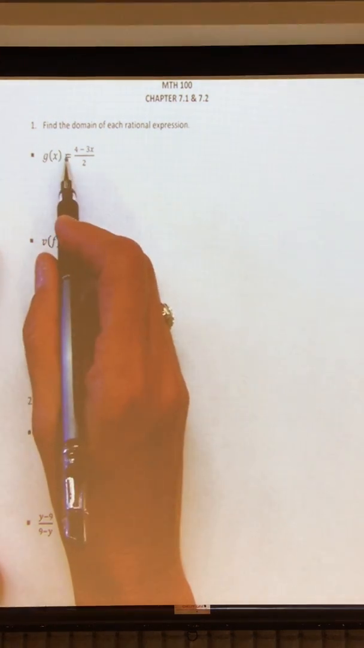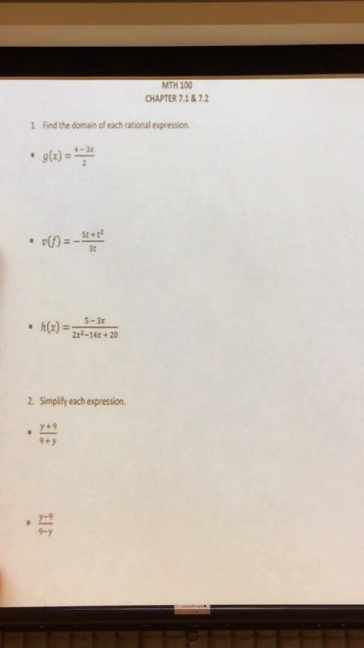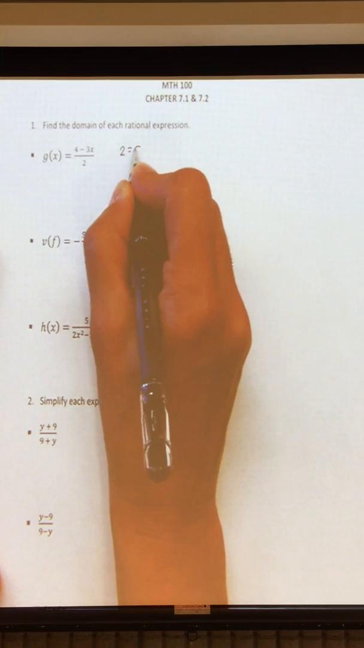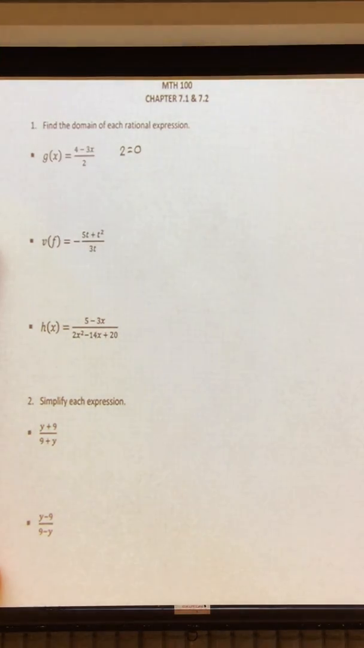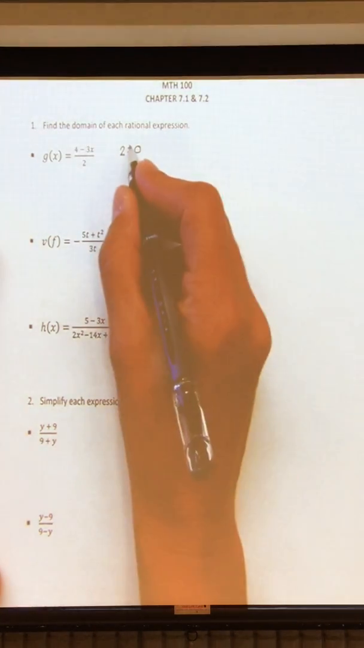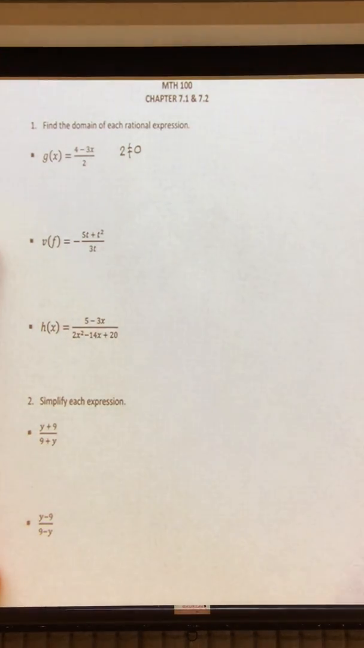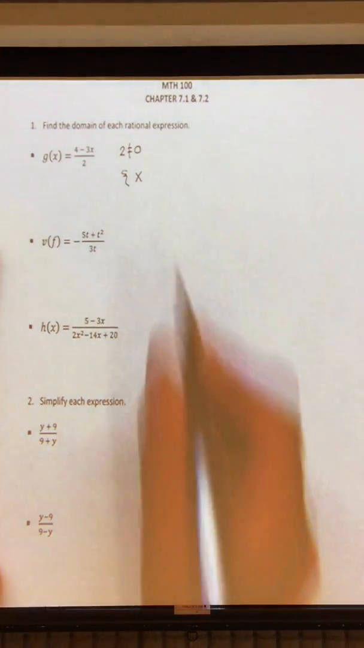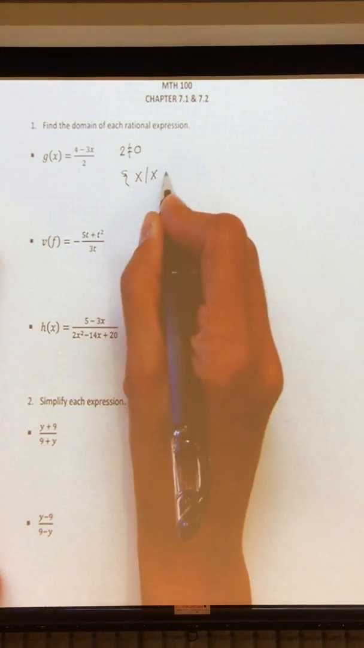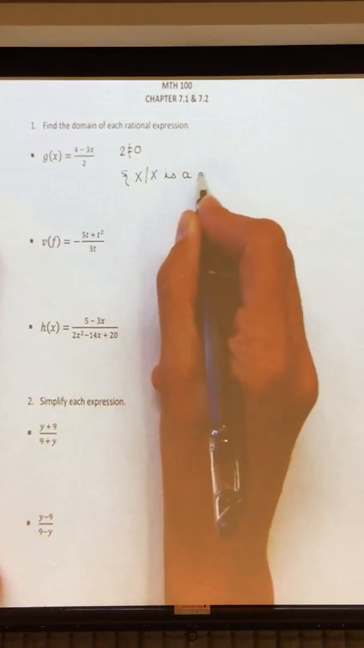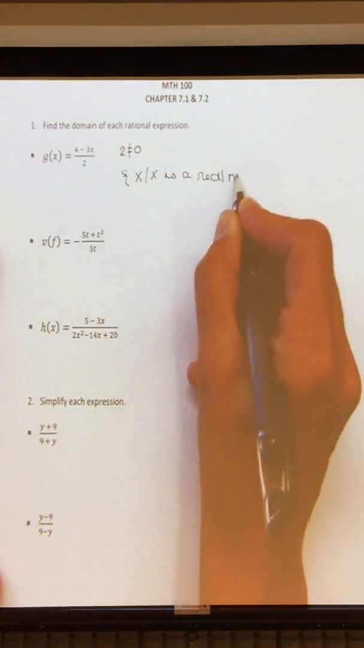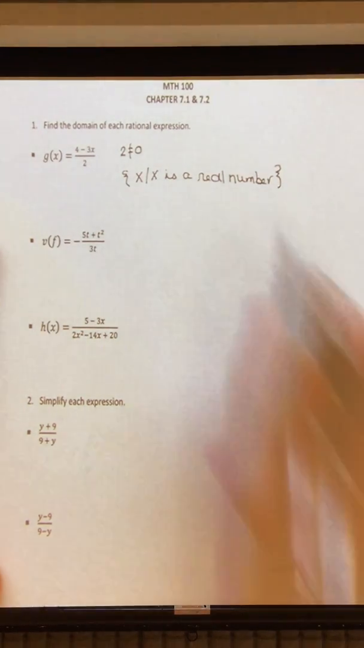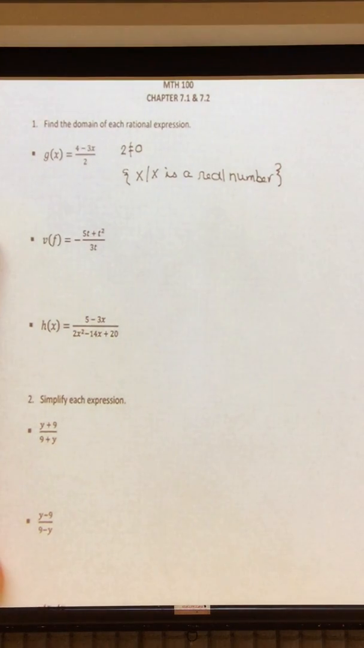For the function g of x is equal to 4 minus 3x over 2, to find the domain, we set our denominator equal to 0, and we solve. But here 2 is never equal to 0. Therefore, the domain is equal to, for every value of x, x is any real number. And that is the domain of that rational expression.